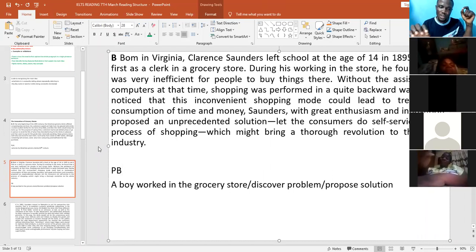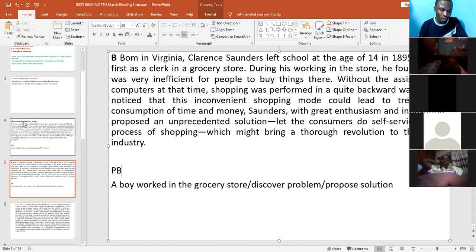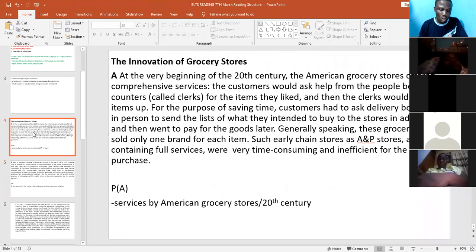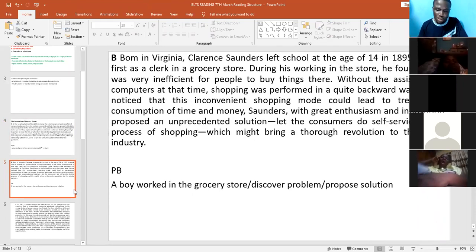So I should be able to take note of where the question is from without memorizing too many details, though I will ask you to still jot down some things. So that is how to get the main idea of a particular paragraph. The first paragraph is service by American grocery store, 20th century. The second paragraph is a boy worked in a grocery store, discovered a problem, proposed a solution.